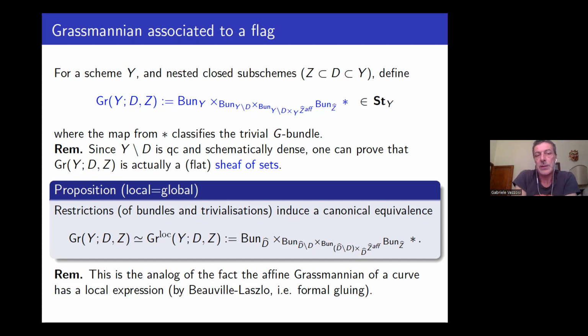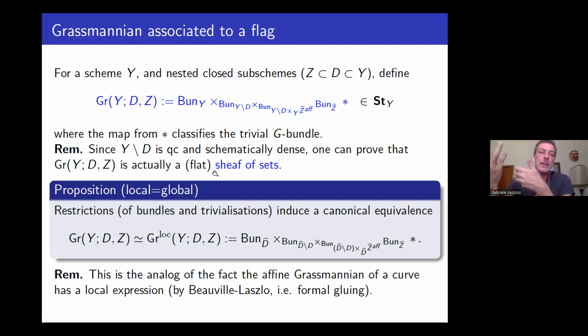Note also that this definition makes sense even if D is not a Cartier divisor. But if, as in our case of interest, D is a Cartier divisor, then Y minus D is quasi-compact and schematically dense. So one can prove that this stack over Y is actually a sheaf of sets for the flat topology. Sets, okay, so there is no stacky part.